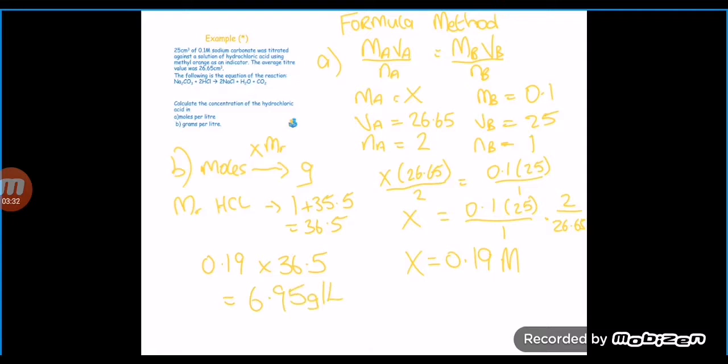Now, this method is quick and it is easy, but the formula method hasn't worked really in titration since 2016. So we're going to look at the first principles method next, and it's a lot more reliable, and I strongly recommend that you avoid the formula and use first principles only.